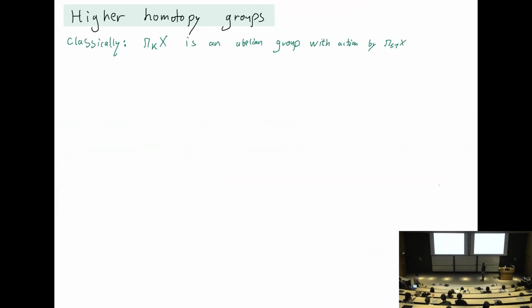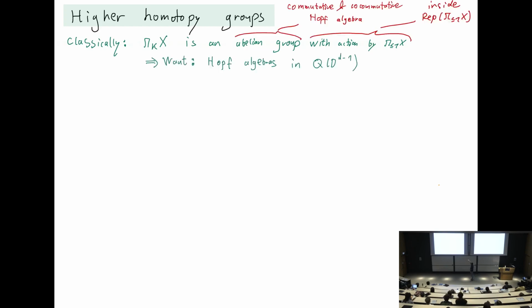Okay. So now I've talked about the fundamental groupoid. I think the ideas there are familiar to a lot of you. But let's talk about these higher homotopy groups. So classically, pi_k(X) is an abelian group with an action by this fundamental groupoid, or rather for every point you get a group and an action.